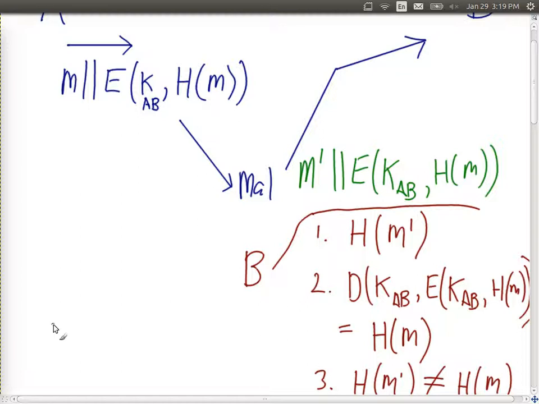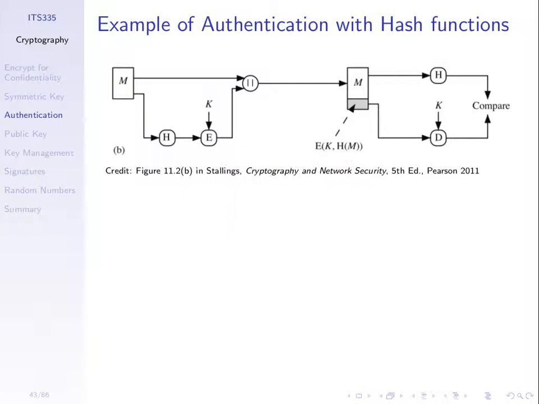In our picture, these almost squares are operations. The hash operation. The input to this function, H, is M. The output is a hash value. The input to the encryption is a hash value and a key. The output is ciphertext. The input to this H is a message. And the input of the decryption function is the encrypted hash value.